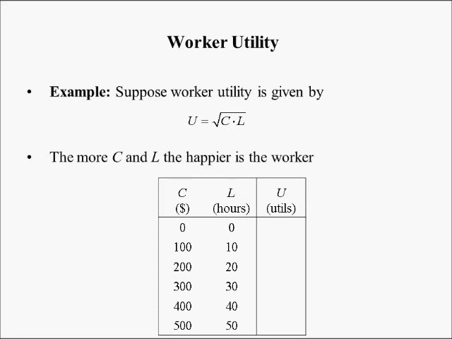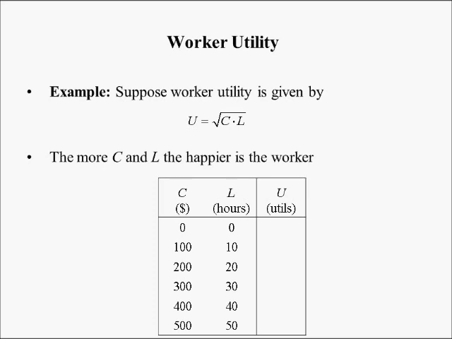Now, as I'm going to show you, the following function allows for diminishing marginal utility in consumption and leisure, which I think is important to understand. And the function also allows for consumers who get more consumption and more leisure to be generally happier. So that's what this following table does.